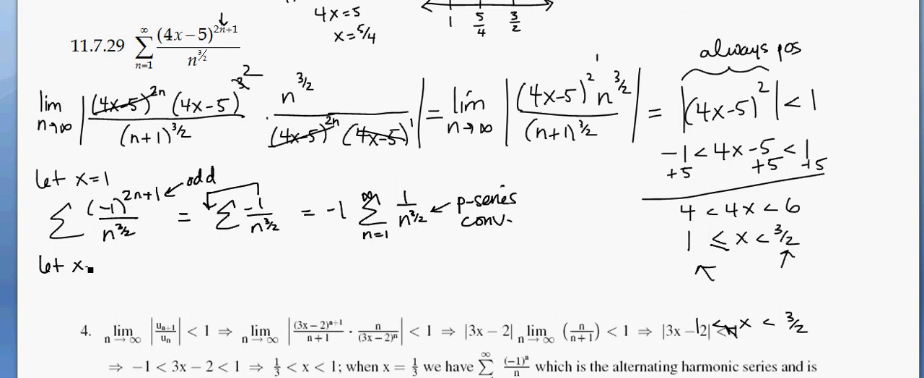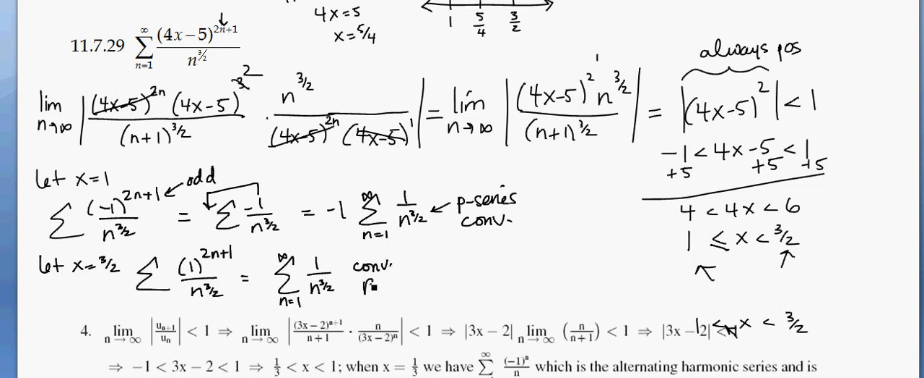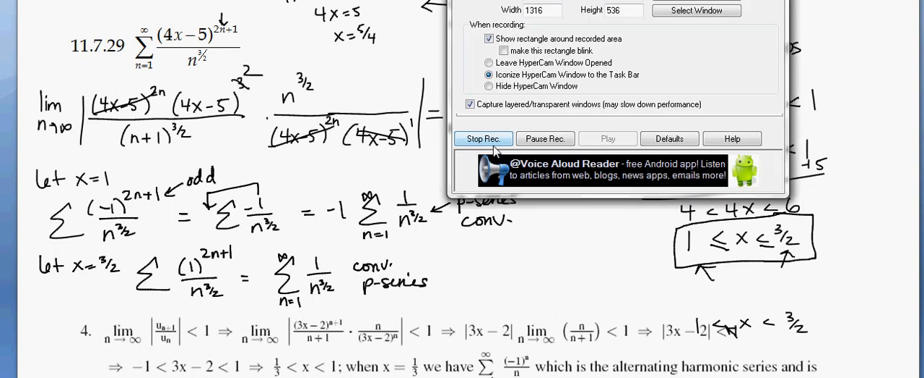If we let x equal 3/2, then our power series becomes, so 3/2 times 4 is 6, minus 5 is 1, to the 2n plus 1 over n to the 3/2. Now this is always odd, but it doesn't matter because it's 1 to an odd power. So that's the same thing as just 1 over n to the 3/2. So again, that's our convergent p-series. So we include 3/2 as well. So our interval of convergence is from 1 to 3/2. So hopefully these extra problems helped you guys out.